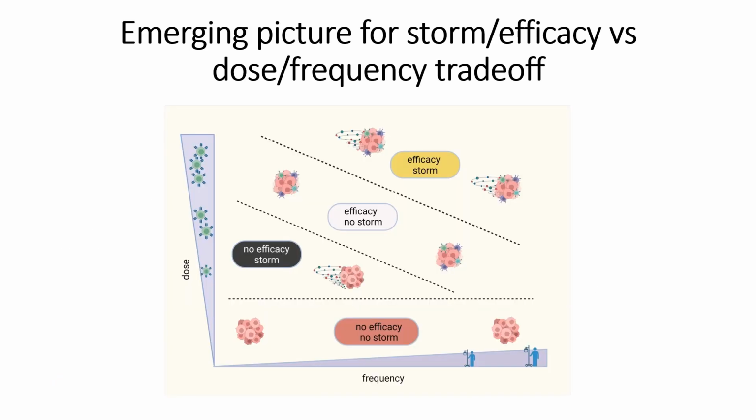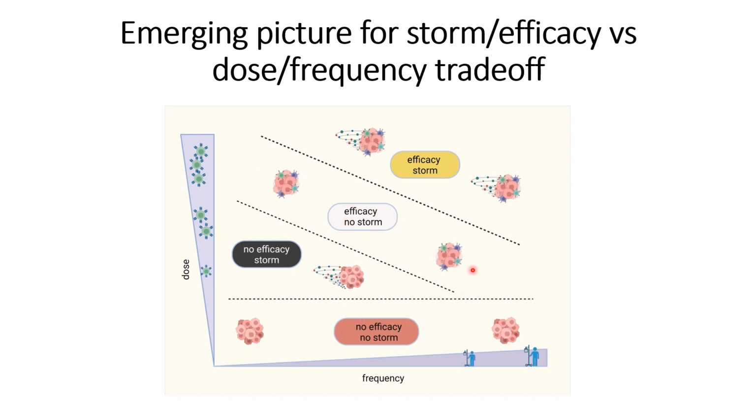So, as an emerging picture for the storm-efficacy versus dose frequency trade-off, just to summarize what we saw here. On the x-axis we have increasing frequency. On the y-axis we have increasing dose. Insufficient dose, regardless of frequency, means no efficacy, no storm. Now if we have low frequency but increasing dose, there's a possibility of no efficacy but having a storm. So frequency might actually be important.